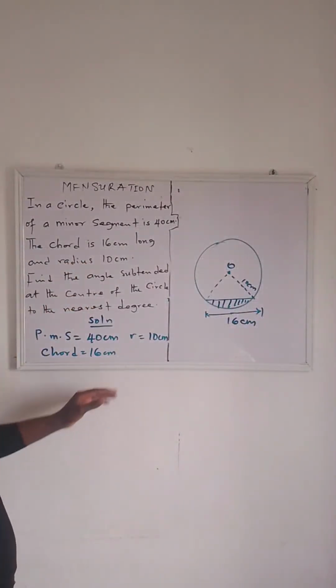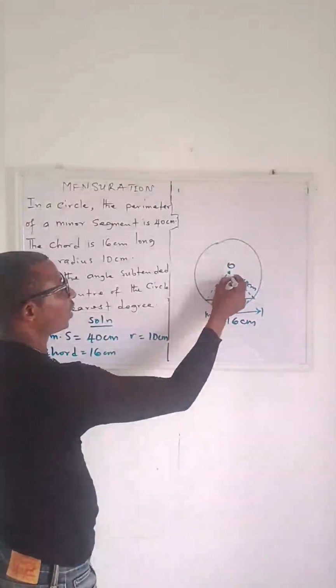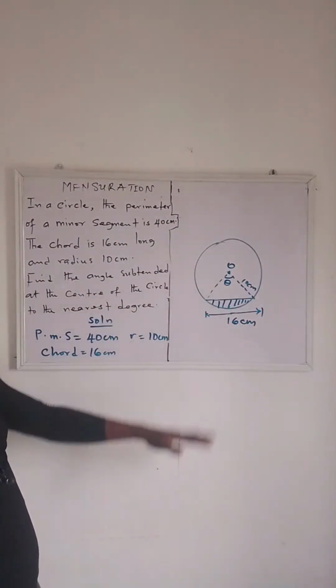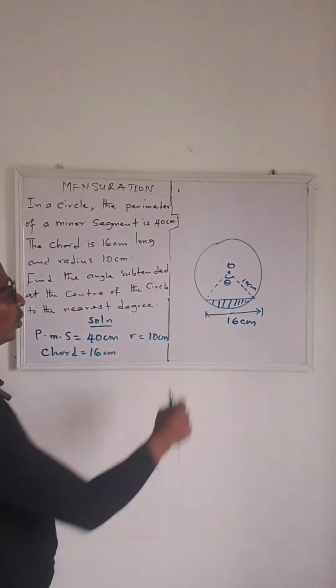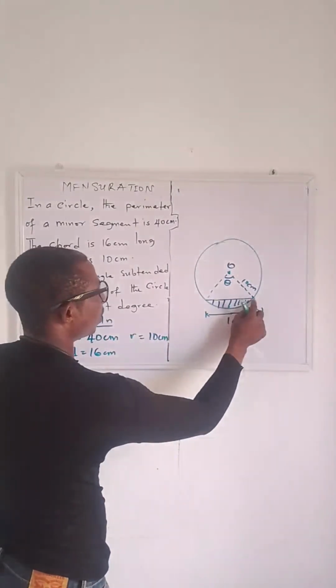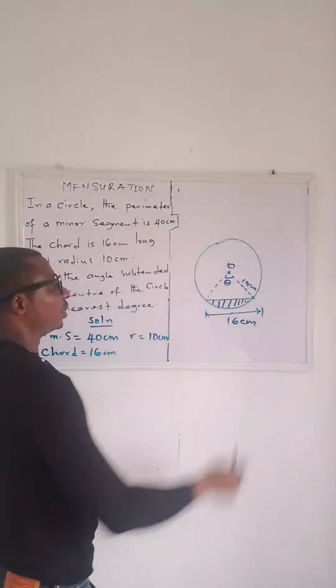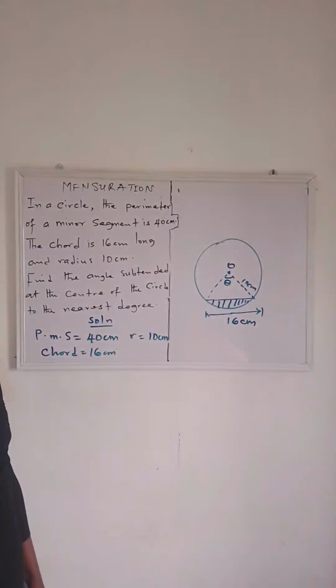What do we have to find? No, the angle. Sorry, we have to find this angle. You have to find the angle subtended at the center of the circle. All right. So this length of chord has been given. We have been given the radius. So we can easily solve that problem.